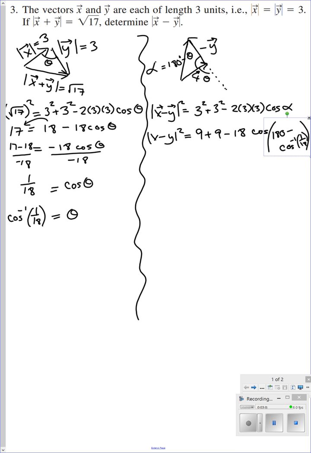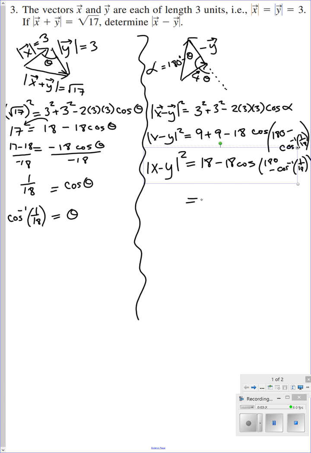Like I said, to be as accurate as possible, you can leave that on the calculator, and the number will work out much nicer that way. So we have 18 minus 18 cos of that angle. Okay, and the right-hand side works out to 19. And we have that the magnitude x minus y squared is equal to 19, so the magnitude of x minus y will just be equal to root 19. And all of these are vector quantities. Okay, so that's how you work out question number 3.